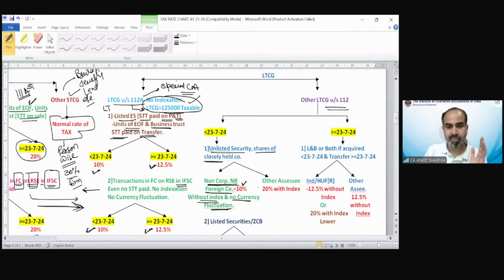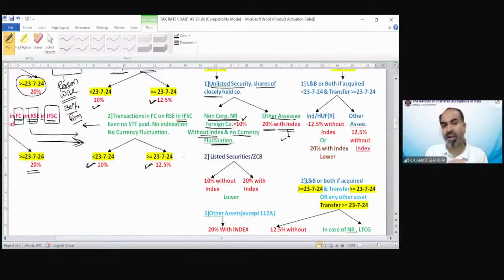If you are other than a foreign company and non-resident, such as an individual, HUF, etc., those who are resident, and you are transferring, the rate would be double, 20%, but the indexation benefit would be there. In this case, no indexation, rate is 10. In this case, indexation benefit is there, but 20% rate needs to be applied. Okay. Unlisted security, shares of a closely held company.